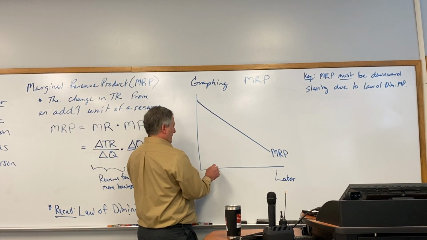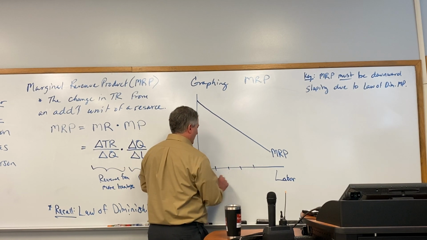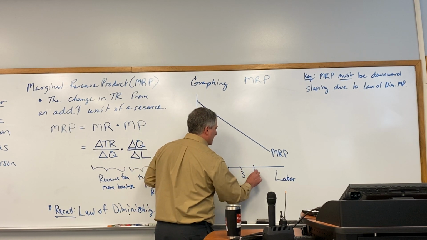So now if we put a little meat on the bones, let's just go 1, 2, 3, 4. 1 worker, 2 workers, 3 workers, 4 workers.